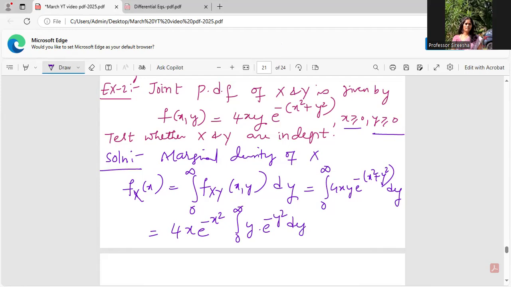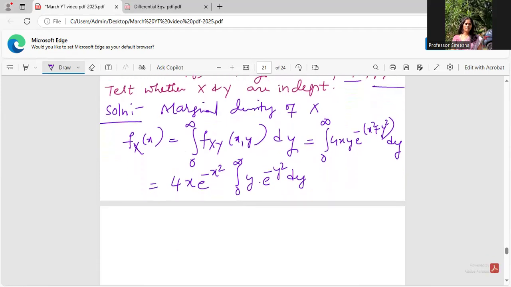And you know the substitution formula. You can go with substitution, putting y square equal to t. So 2y dy would be dt, so y dy would be dt by 2. That substitution I will be making. 4x e power minus x square is a constant. Of course, I should check the limits. When t is equal to 0, y is 0. When t is infinite, y is also infinite. So no change in limits of integration.